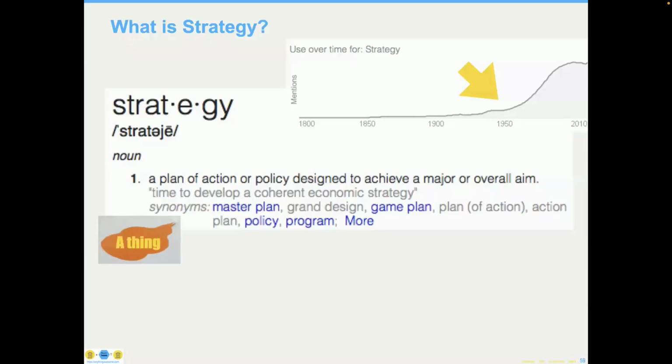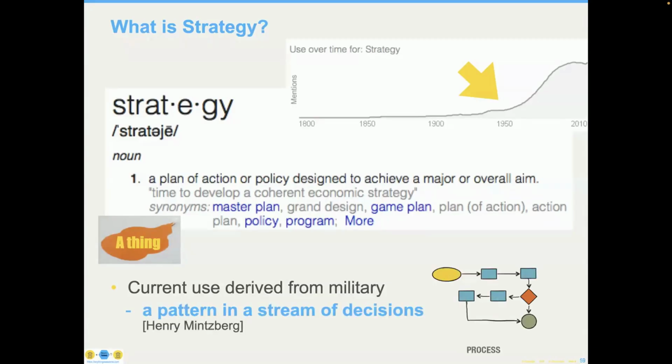This unfortunate view that came about a strategy is that it is a thing, and that the thing that you write down is the important portion of it. So you have to pay a lot of attention to writing it down. Again, not a problem. It usually comes up with some pretty good results, but the original use of the word strategy came from the military, and they defined it as a pattern in a stream of decisions. And notice that is a process-oriented perspective rather than a noun-oriented perspective.